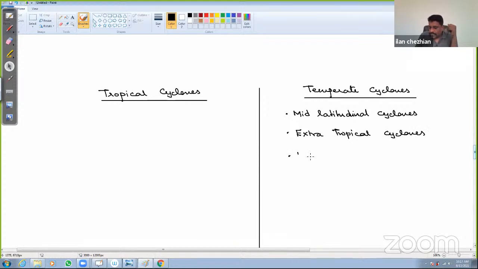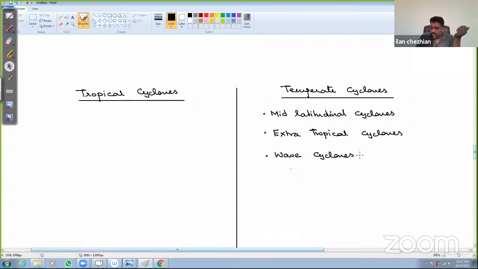Sometimes it is called wave cyclones. Am I right? You call them mid-latitudinal cyclones, extratropical cyclones, wave cyclones, and sometimes frontal cyclones. Here itself I'll write frontal cyclones. Too many lines it is taking. Okay. So this temperate cyclone takes different names, my friend.